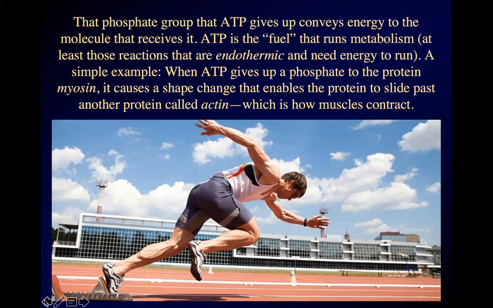When a molecule of ATP gives up a phosphate to myosin, it causes the myosin to change shape for just a moment. And that shape change allows the myosin to slide past the actin. So you have these filaments of myosin and these filaments of actin. They slide past each other, and that's how your muscles contract. Every little twitch of your muscles is millions of actin fibers and millions of myosin fibers ratcheting past each other, click, click, click, until the muscle is fully contracted.